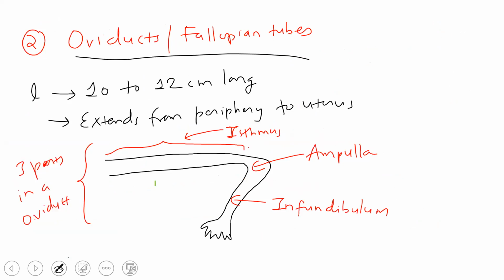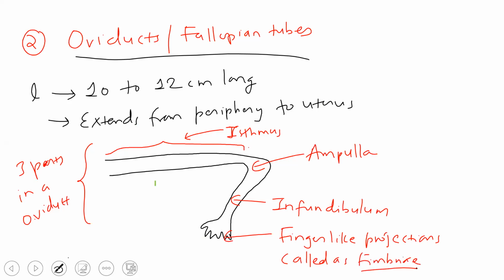Now you see these finger-like projections. You can see over here there are finger-like projections. These are called fimbriae. It is part of the infundibulum, the front part of the infundibulum.